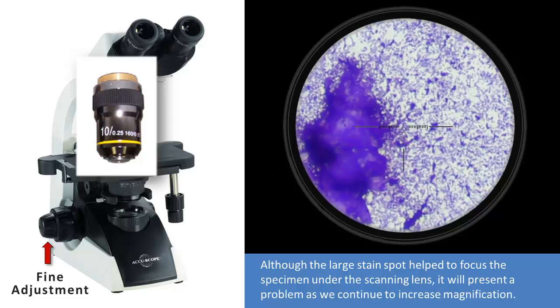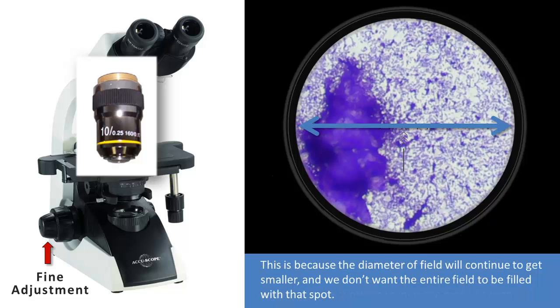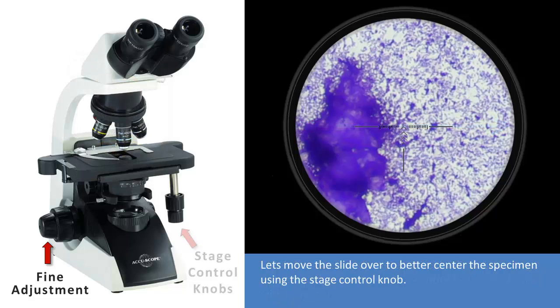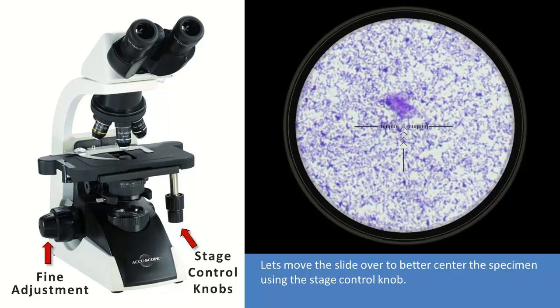Although the large stained spot helped to focus the specimen under the scanning lens, it will present a problem as we continue to increase magnification. This is because the diameter of field will continue to get smaller, and we don't want the entire field to be filled with that spot. Let's move the slide over to better center the specimen using the stage control knob.